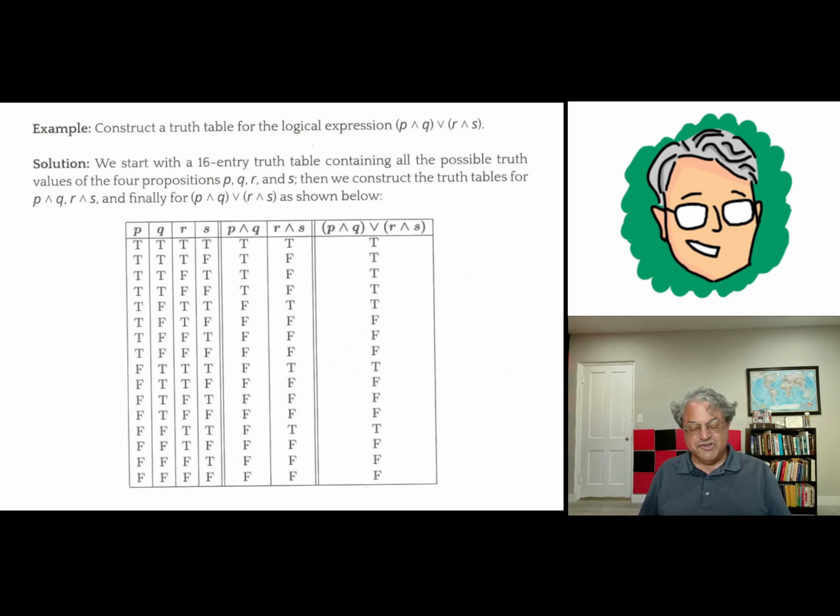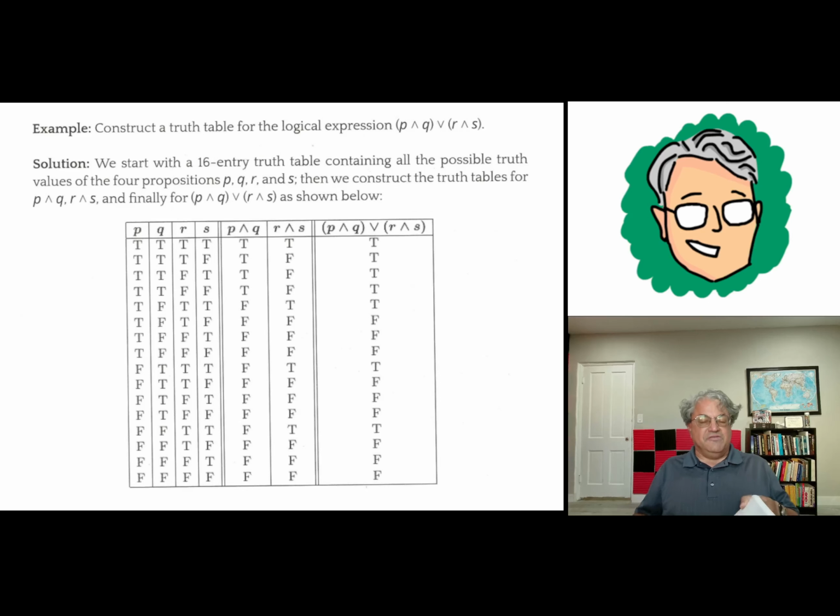But disjunctions don't care about one side being false. They only care about the other side. And as long as the second side's true for those cases, then P and Q or R and S is true. So that's true for the 5th, 9th, and 13th rows, but it's false for all the other ones. So that's the truth table for P and Q or R and S.